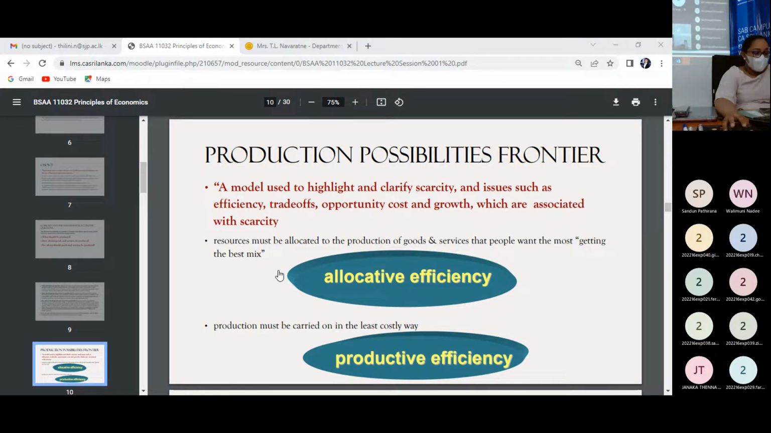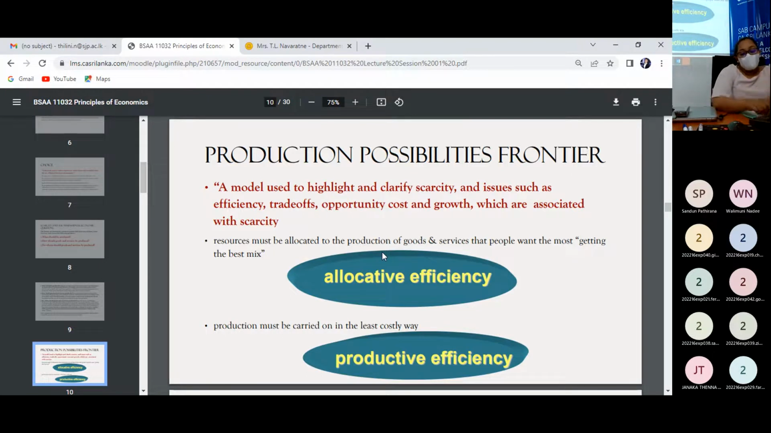Those who are online, can you hear me? Can you see me? Are you all back? Yes, madam. Okay. All right, let's get back to the lecture. You all can see the slides as well. Production possibility frontiers, can you see? Those who are online? Yes, we can see. Okay, great.